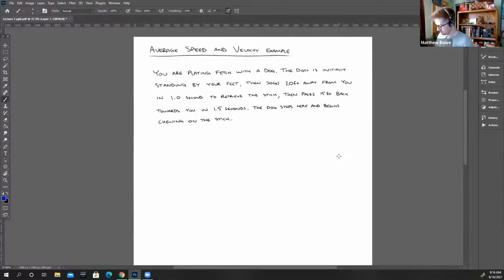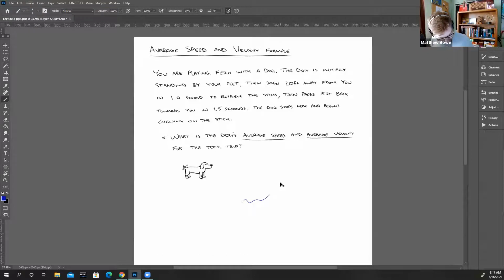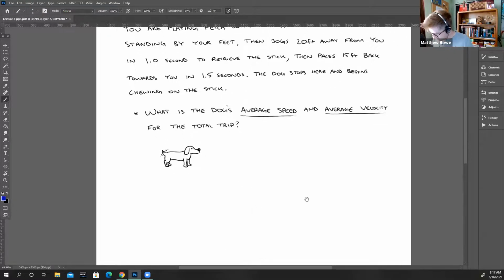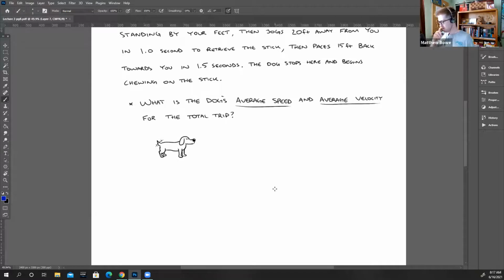A way I like to always keep things clear is by drawing a picture. So I drew a quick picture, but actually I need to show you the question. What is the dog's average speed and average velocity for the total trip? And I drew a little picture to get us started. The way I like to start is by drawing a picture to make everything clear for me.